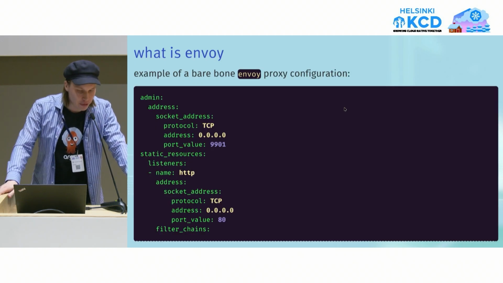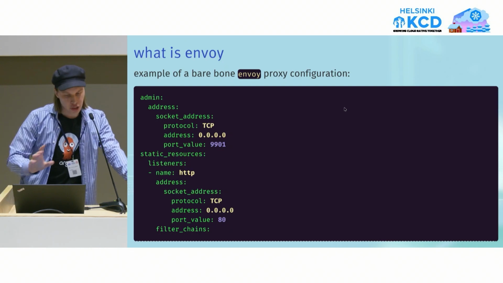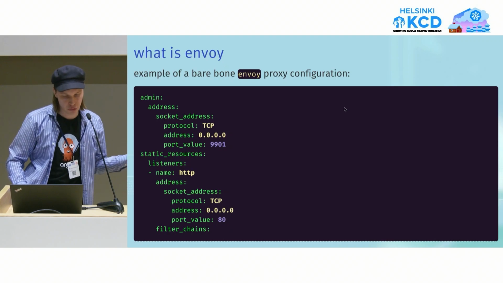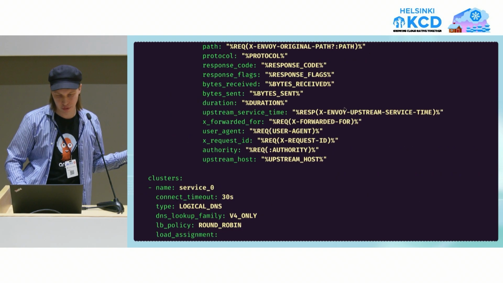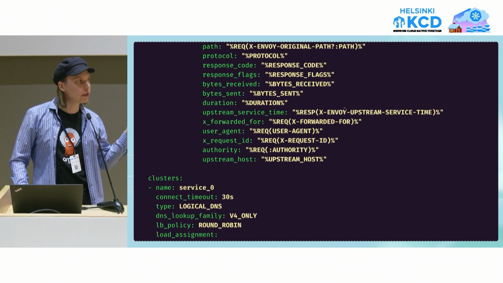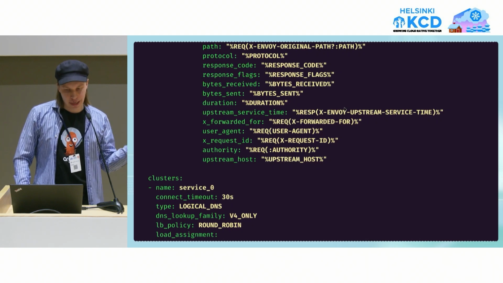So this is maybe the first kind of caveat to the Envoy proxy. It's the bare bone configuration, for example, and this is just the first slide. It's in YAML. We expose some ports, and this is not really good. This is not really sustainable, because you can write it by hand, but it's not easy.